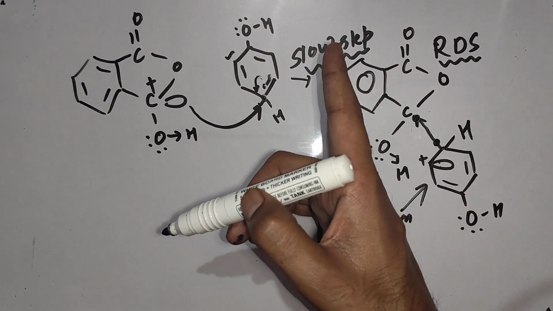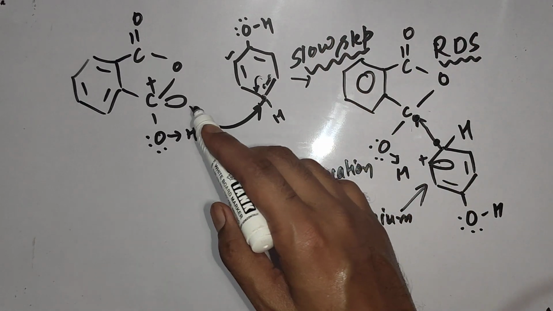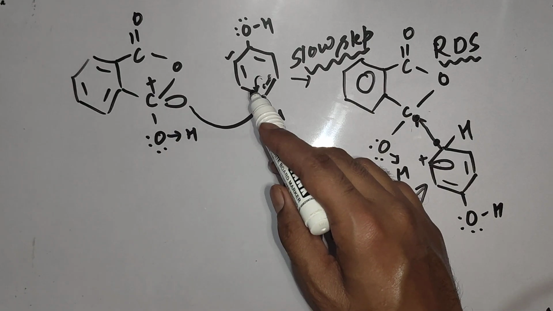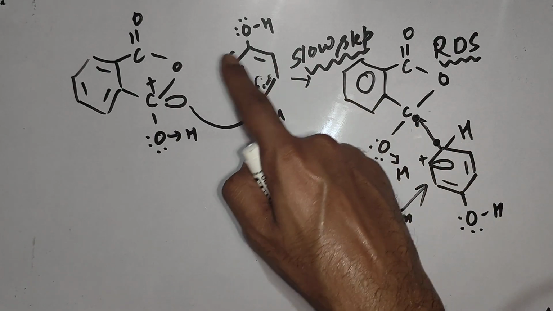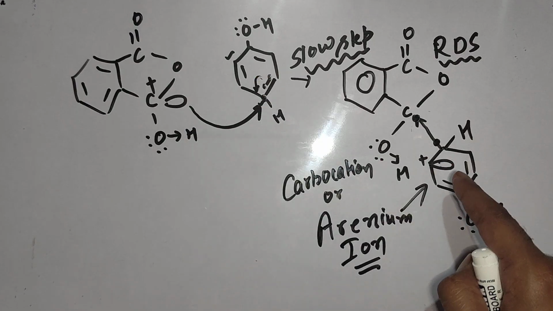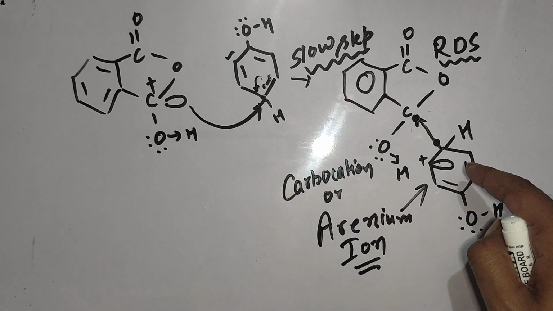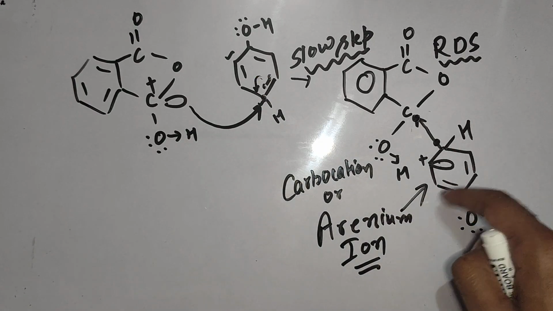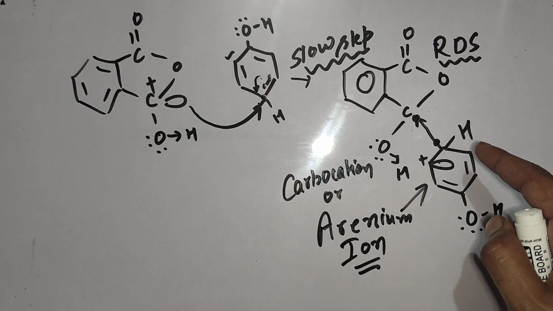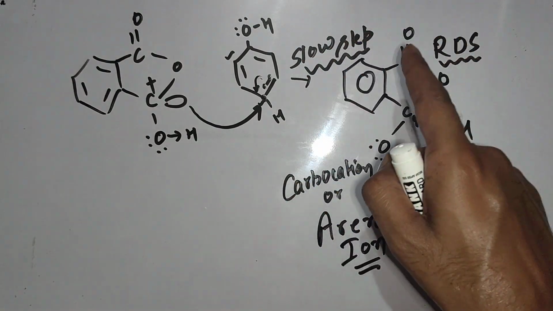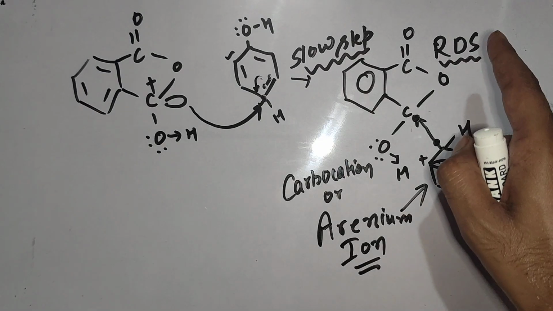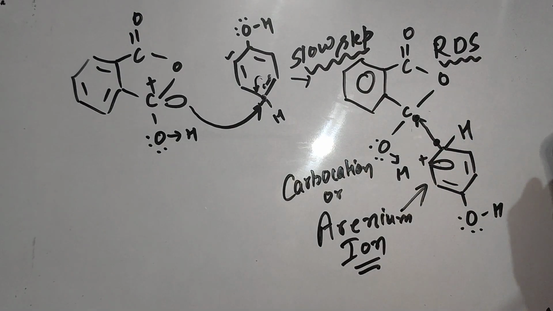Why is it a slow step? Because you can check, during this step the benzene ring is becoming unstable. Right now it was aromatic. After this step it is becoming a non-aromatic compound. It is losing its aromaticity. It is losing its stability. So that's why it is a slow step. And the slow step will decide the speed of the whole reaction. That's why we call it the rate determining step.